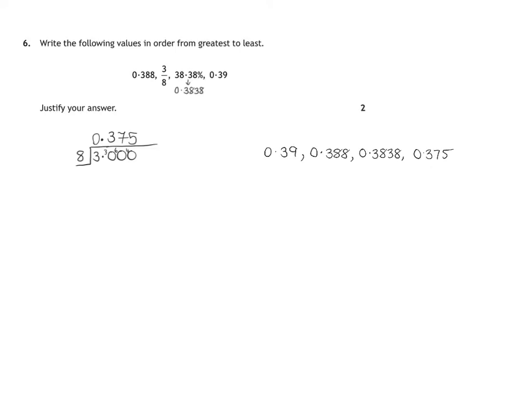And then we can write that as they were given in the question. So we've got our 0.39, which is fine as it is. Our 0.388, which is fine as it is. This one, which is 38.38%. And then our last one, which was 3/8. So your marks here are for one, your first mark is for getting the 3 decimals in the right order. And then the second mark is for correctly converting and putting the 3/8 in the right place on the end.